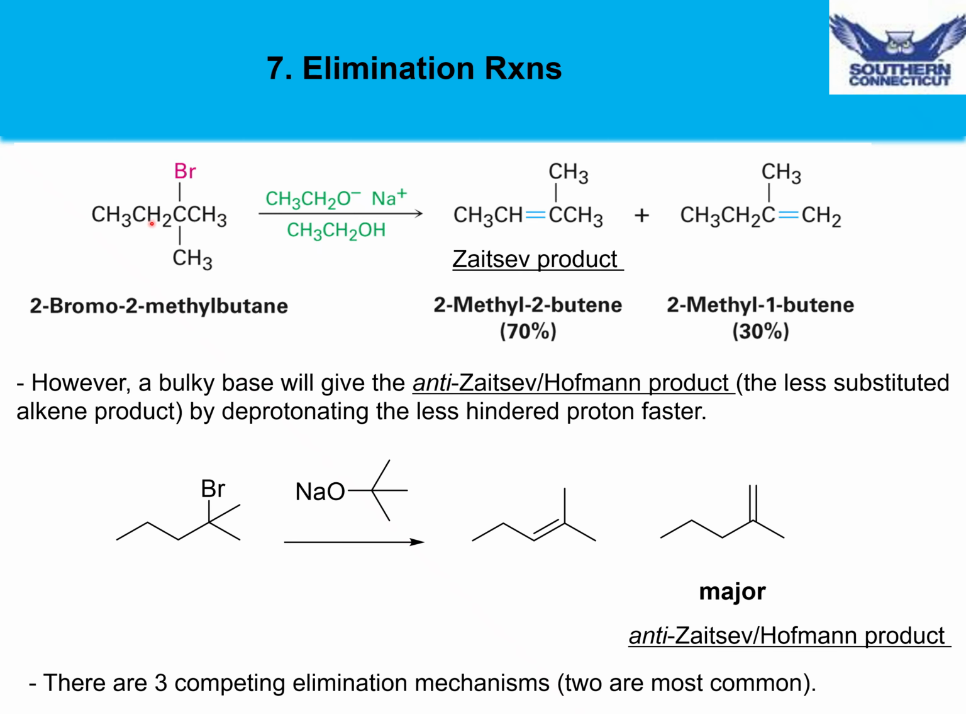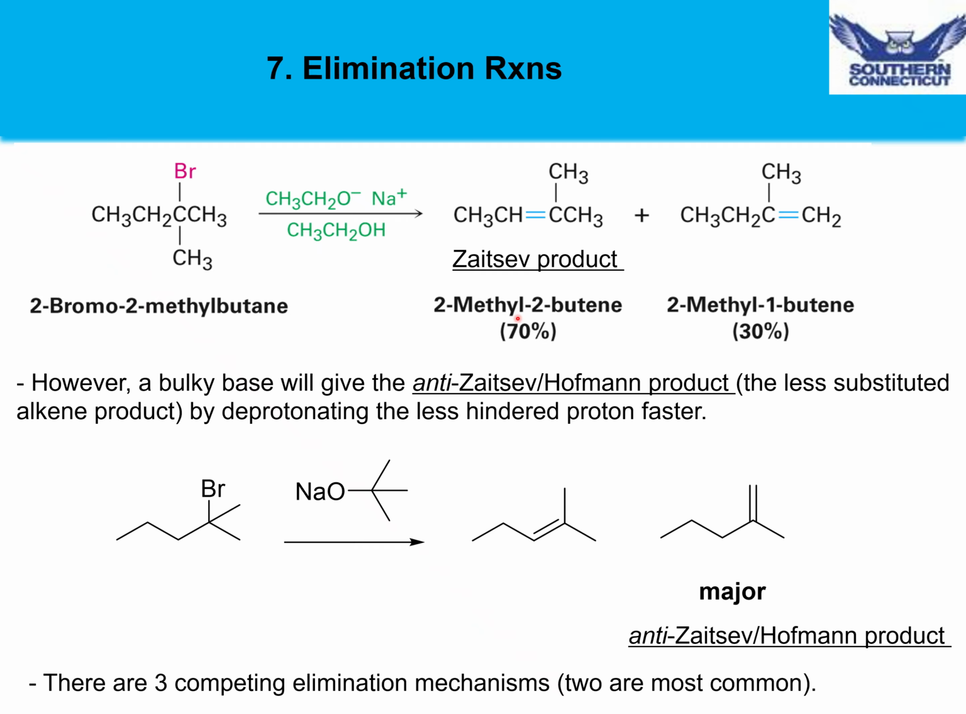The more stable product would be the one that forms by eliminating one of these two hydrogens. That leads to this alkene product shown here, which is the Zaitsev product. The Zaitsev product is the more substituted product, and it is typically the most favored alkene product in a typical elimination reaction. There are exceptions to this rule.